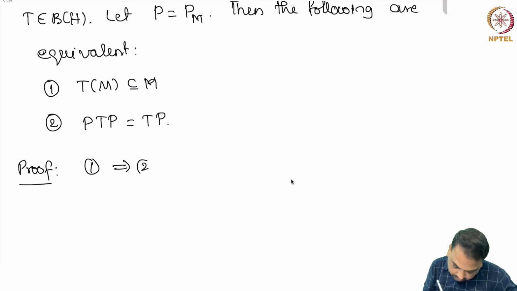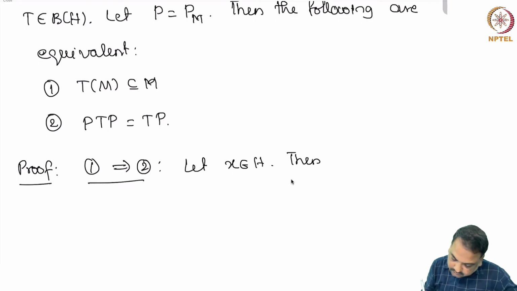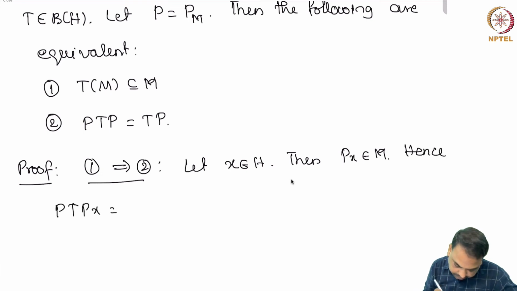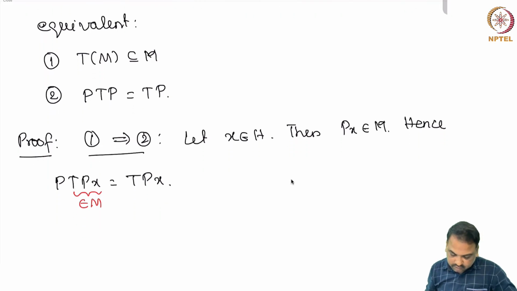So let us look at 1 implies 2. Let us take X in H. Then we know that Px is in M. Now M is invariant under T, so that means TPX is also in M. Since P is an orthogonal projection, PTPX is in M, hence we get this as TPX. So PTP we have shown to be TP.